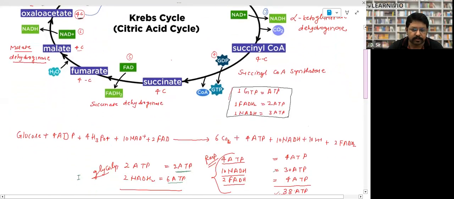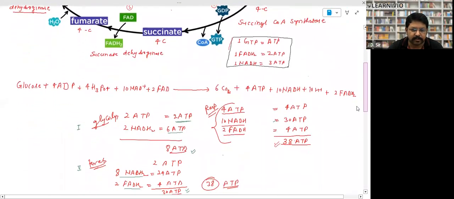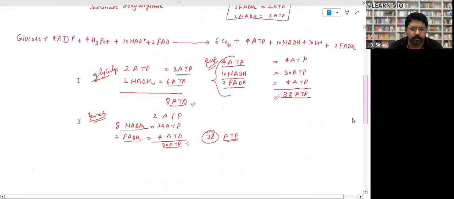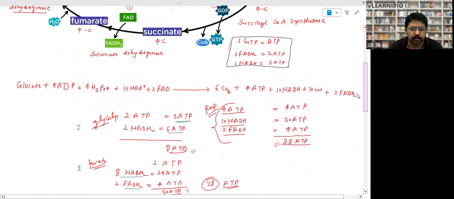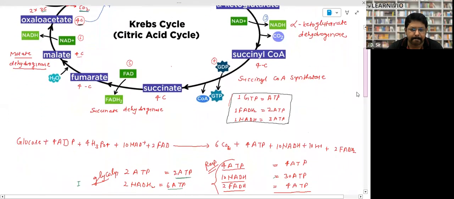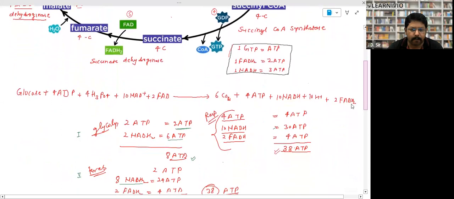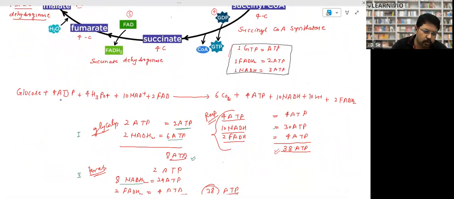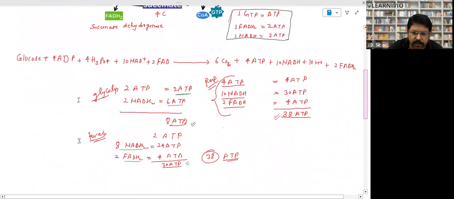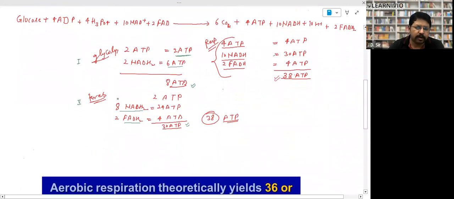In total, how many NADH will be formed? You can see in this balance. This is the energy balance. Okay, this is the reaction. Glucose. Let's forget the reaction. Don't go to the reaction because that will become difficult for you. It is not required, right? So how many? Look here.